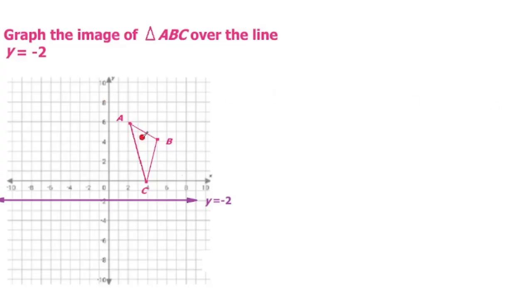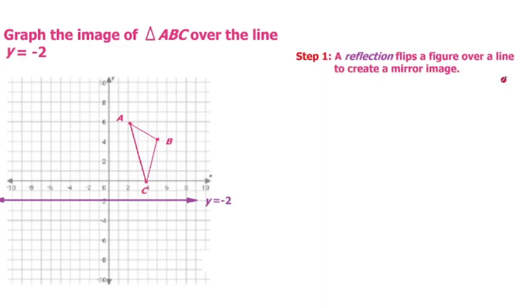So we have our triangle ABC and we have our horizontal line y equals -2. It crosses at y equals -2, and that's why this line is called that, okay? So the first step is to know that a reflection flips a figure over a line to create a mirror image. So it flips it over.